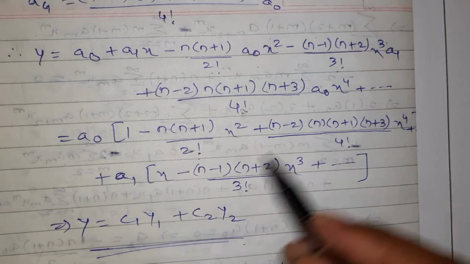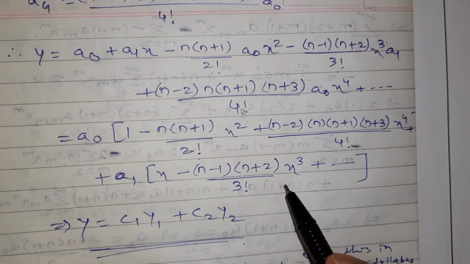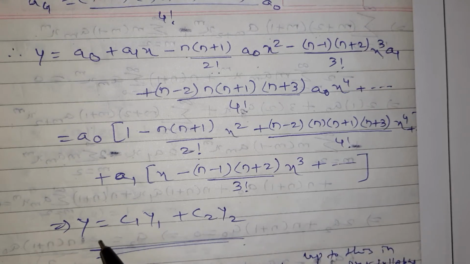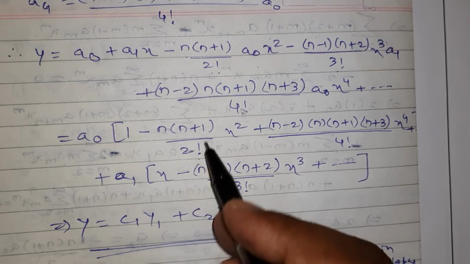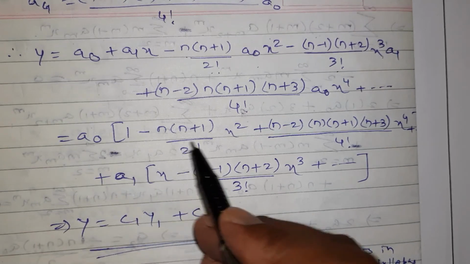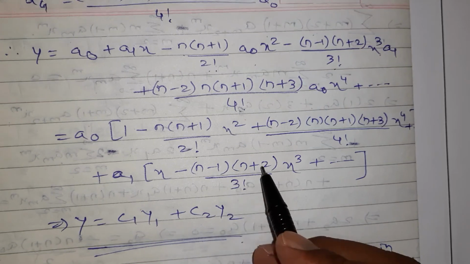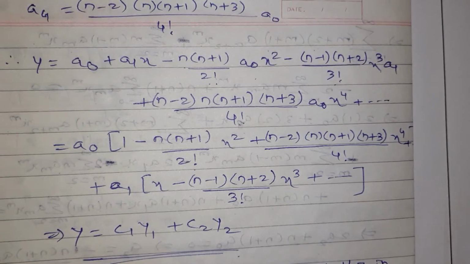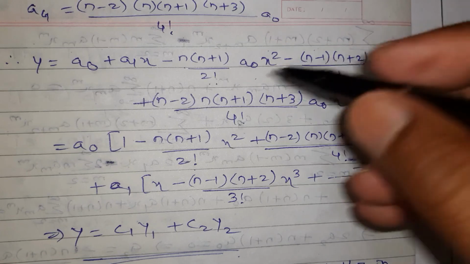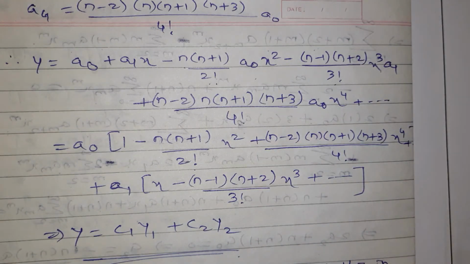Meaning even and odd powers get separated. So my final answer is y is equal to c1 y1 plus c2 y2, meaning this a0 I call c1, the remaining term is y1, and a1 I call c2, the remaining term is y2. In further calculations, we can write this solution in terms of Pn of x and Qn of x, and we can call it Legendre's polynomial, but that is not part of our syllabus, so we stop up to this point and conclude this unit.